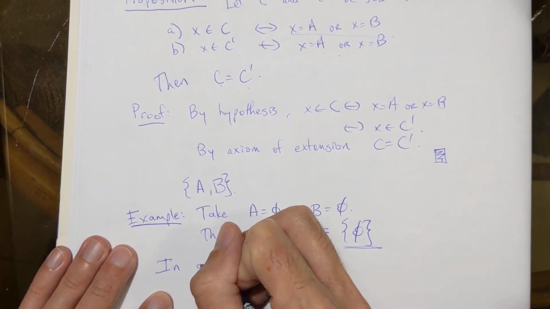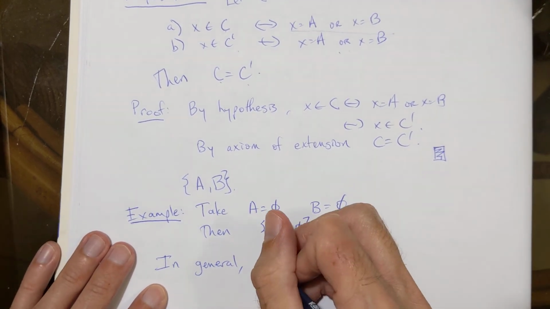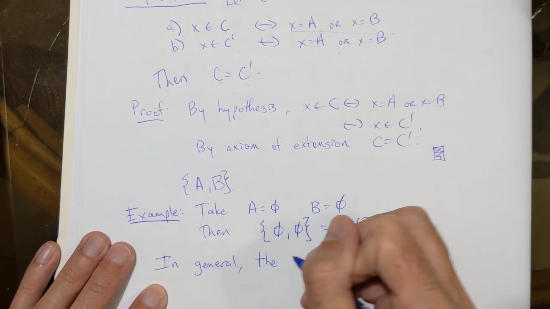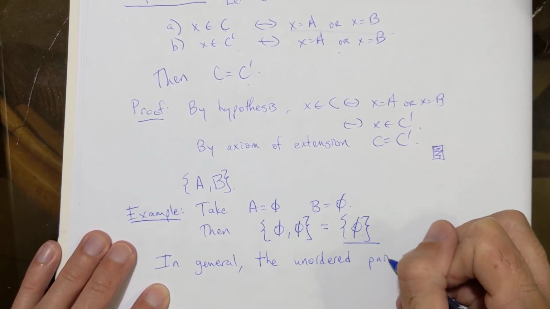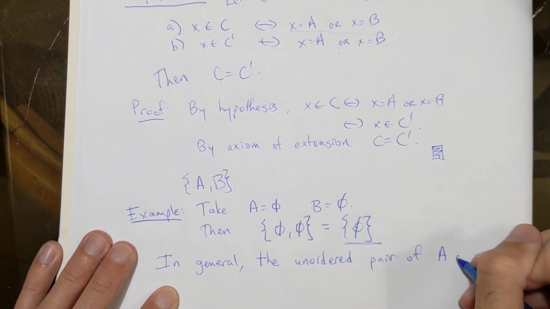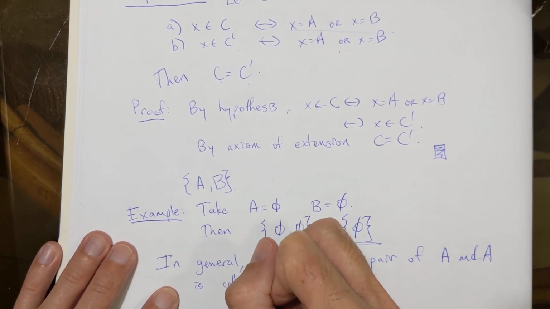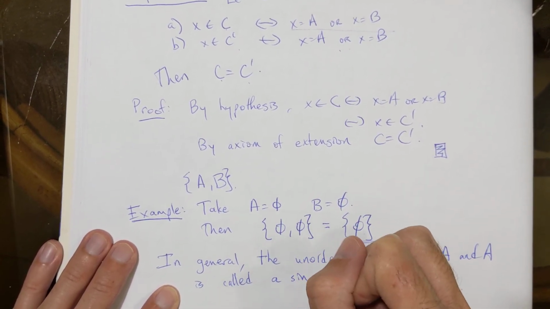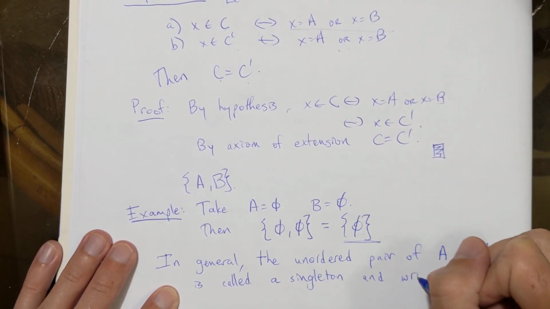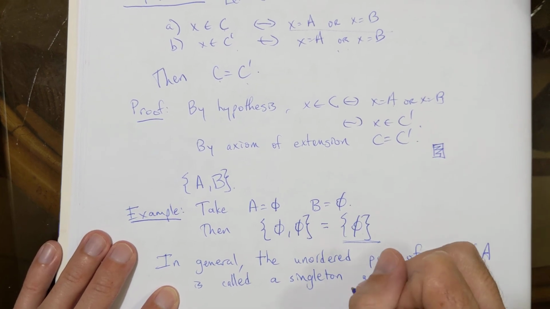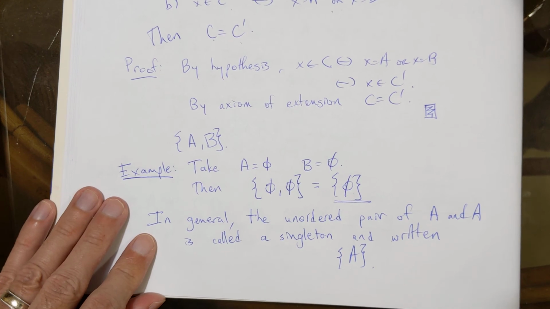So in general, the unordered pair of A and A is called a singleton, and it's written like that.